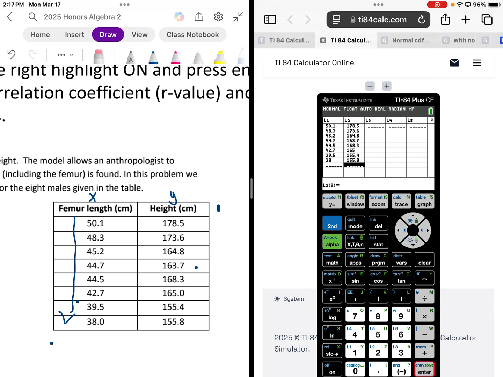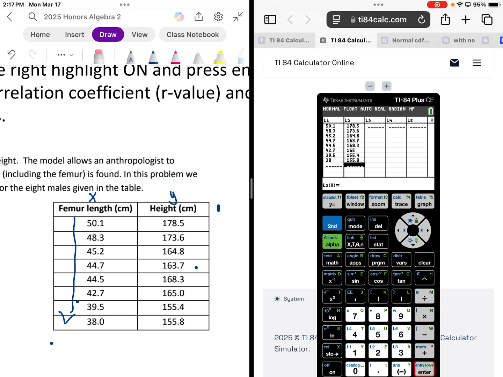All right, so I got my 8 numbers in there. I'm just going to pause for dramatic effect. And then in a moment, I'm going to walk you through how to get the equation. I just want to make sure I give you a chance to type them in if you need to. All right, anybody need more time typing in the calculator? All right, here we go.